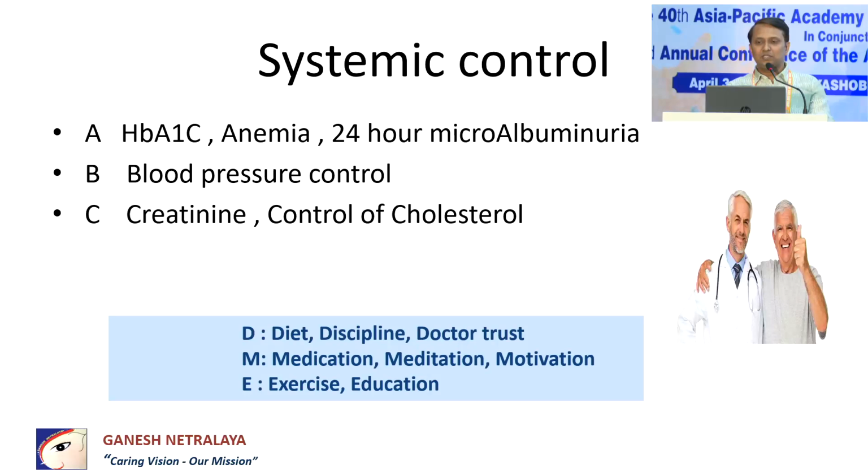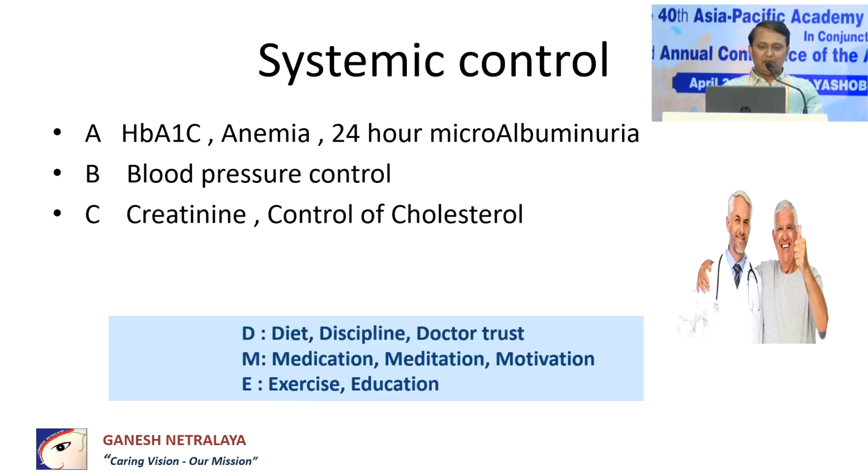Coming to systemic control, which is very much important, it's easy to remember in ABC. A stands for your HbA1c, anemia, and 24-hour microalbuminuria. B is for your blood pressure control. C is for your creatinine and control of cholesterol.